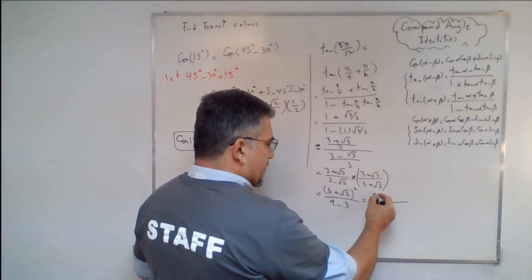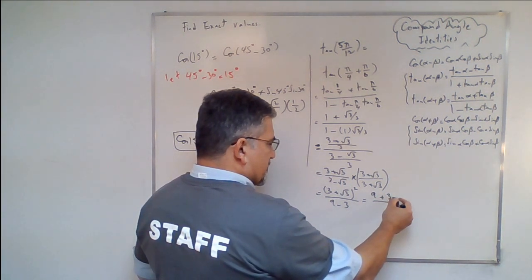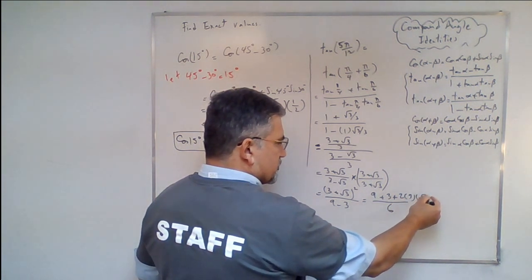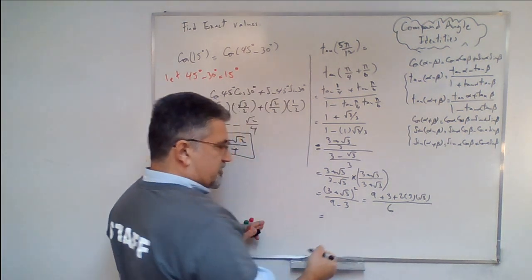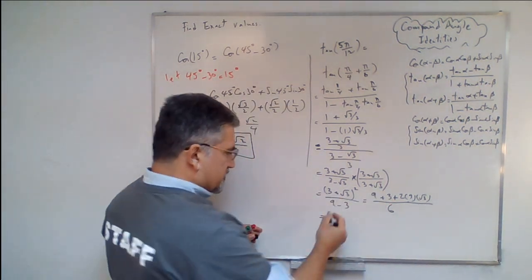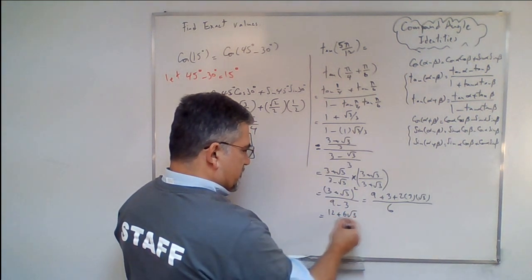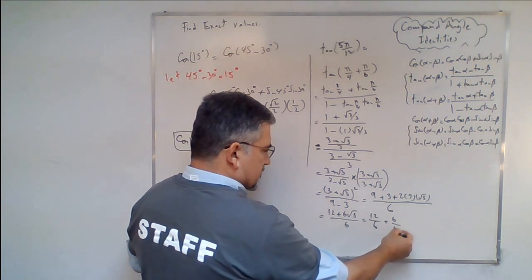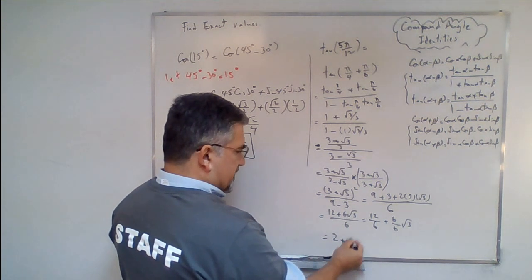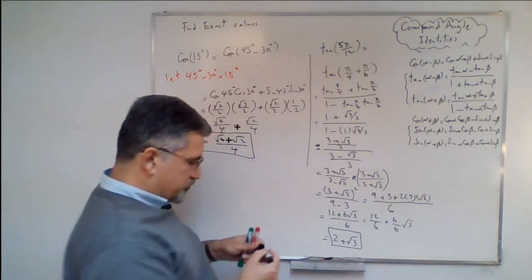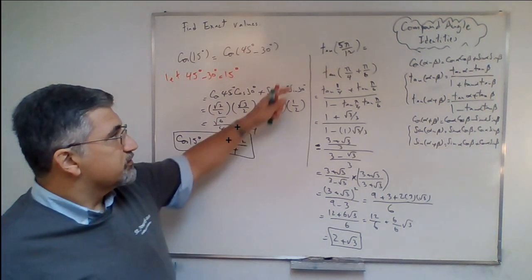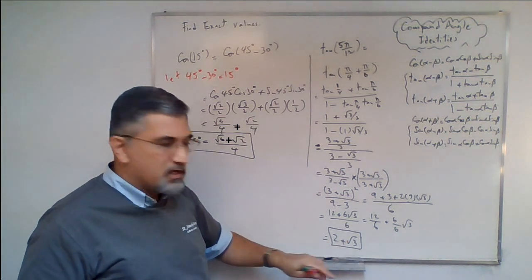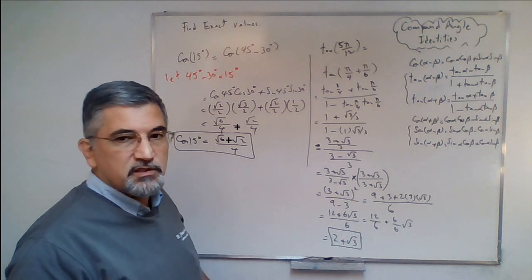So we get 9 plus 3 plus 2 times 3 times root 3. I'm using perfect squares identity. So 9, 10, 11, 12. So that's 12 plus 6 root 3 over 6. Then I'm going to split this 12 over 6 plus 6 over 6. And eventually I get the answer, which is 2 plus root 3. Therefore, the exact value of tangent of 5 pi over 12 radian is equal to 2 plus square root of 3, which is roughly 3.7 if you punch it on the calculator.